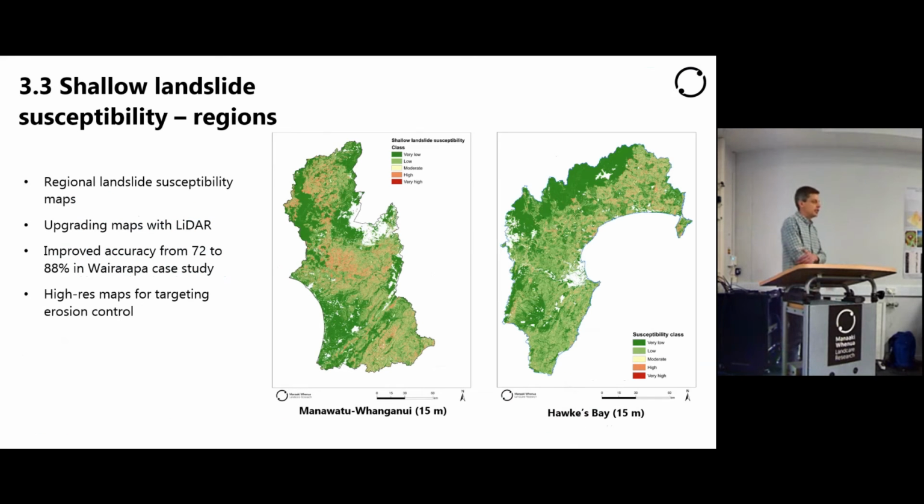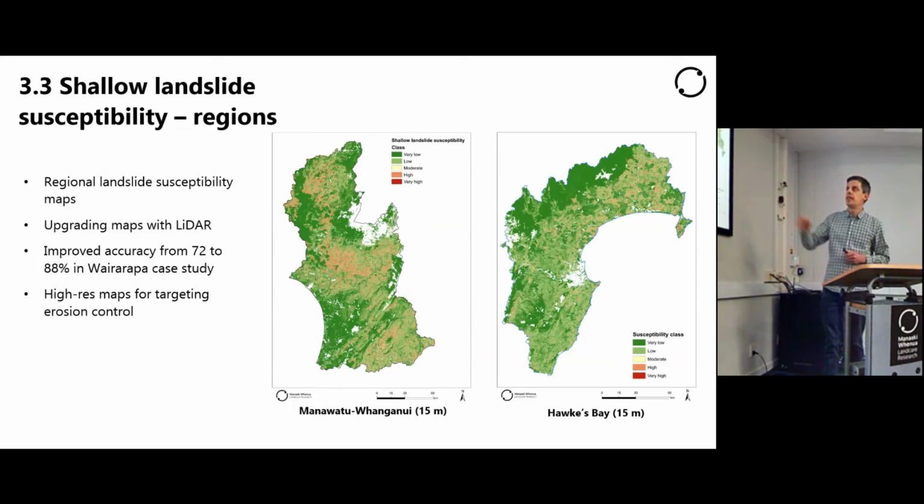Now, in terms of the application of this information, we're applying this to regions to provide information on landslide susceptibility to help target erosion control. Over the last few years, we've produced results for the Horizons region as well as Hawke's Bay. These are based on the national 15-metre DEM. This predates LiDAR. However, with the increasing availability of LiDAR, we're now upgrading these outputs to use LiDAR-derived DEMs. And using a case study from the Wairarapa, we found with the same model, same approach, a significant improvement in predictive accuracy, 72 to 88% threat classification in the Wairarapa case study.